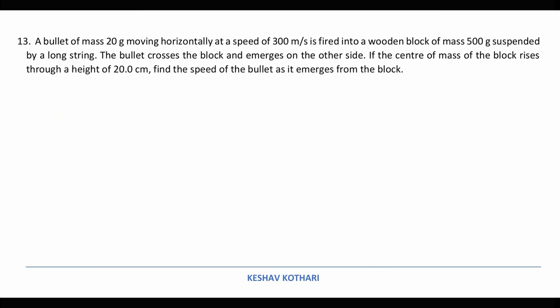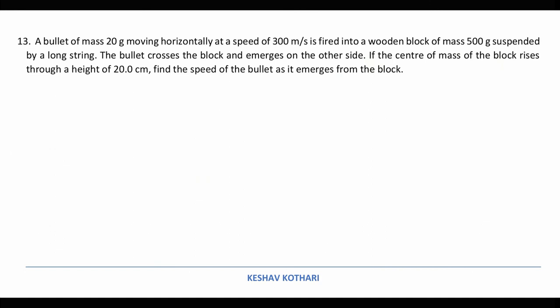A bullet of mass 20 gram moving horizontally at a speed of 300 meter per second is fired into a wooden block of mass 500 gram suspended by a long string. The bullet crosses the block and emerges on the other side. If the center of the block rises through a height of 20 centimeter, then find the speed of the bullet as it emerges from the block.